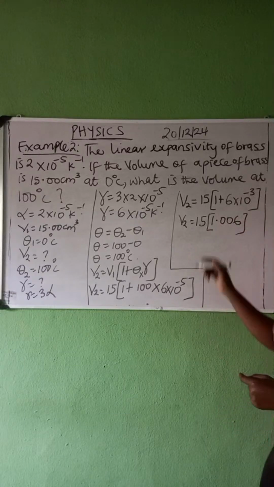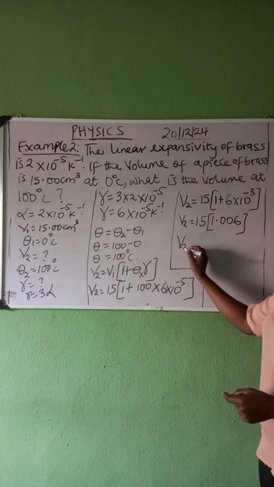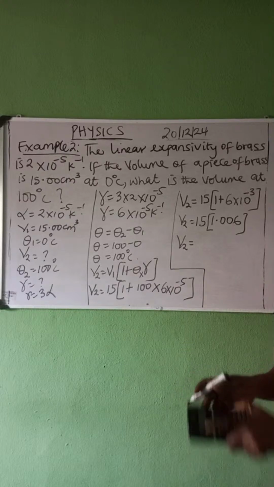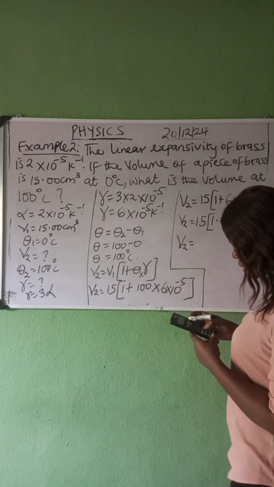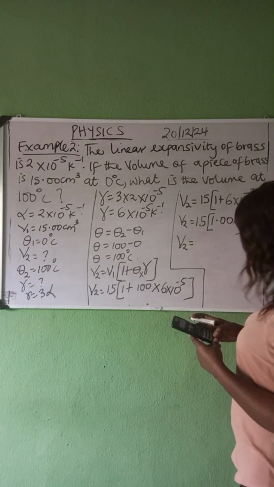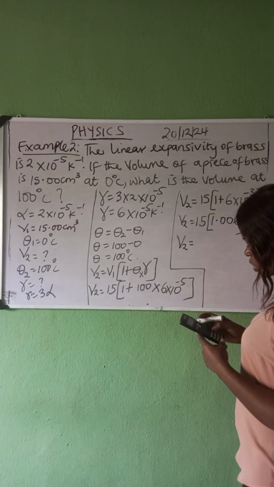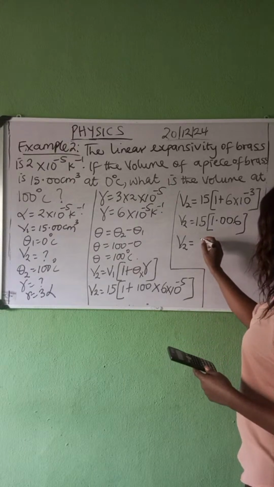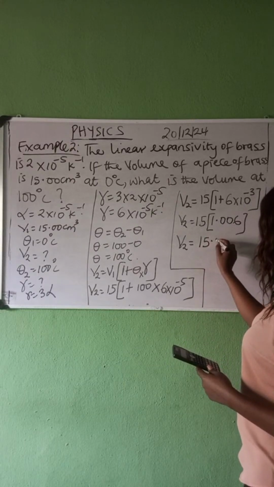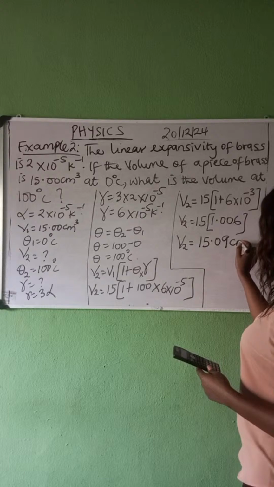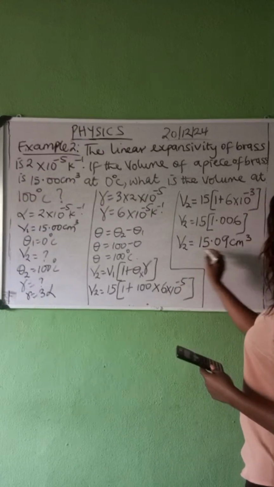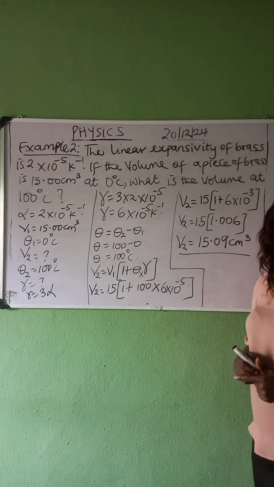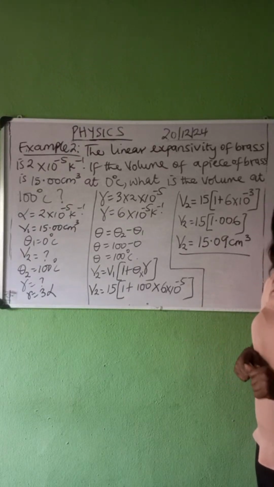Okay? Now the next step is to open the bracket by multiplying this by 15. So 15 multiplied by 1.006, my answer becomes 15.09 centimeter cube. And this is my new volume. Is that clear? All right, put it down.